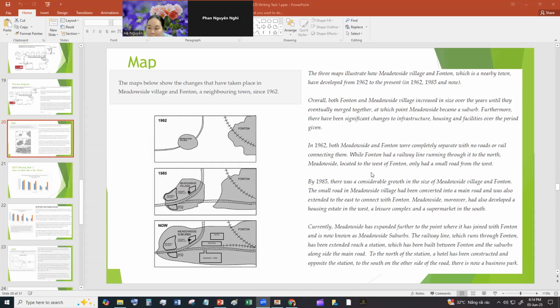Now, what about the verb tense? Let's look at the 1962 paragraph. What verb tense was used? It used past simple. That's right. Good job. Past simple, and describe the map in the past. Now, 1985. What tense was used? There are past simple and past perfect.